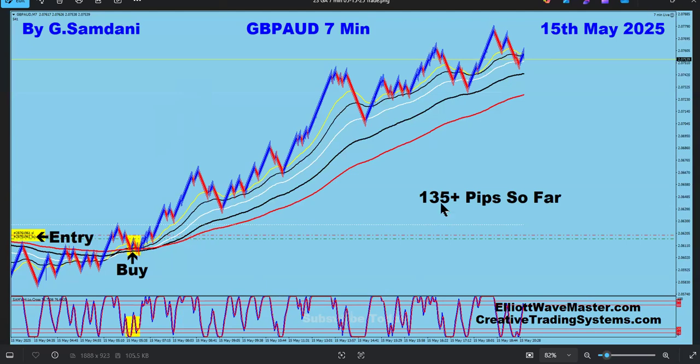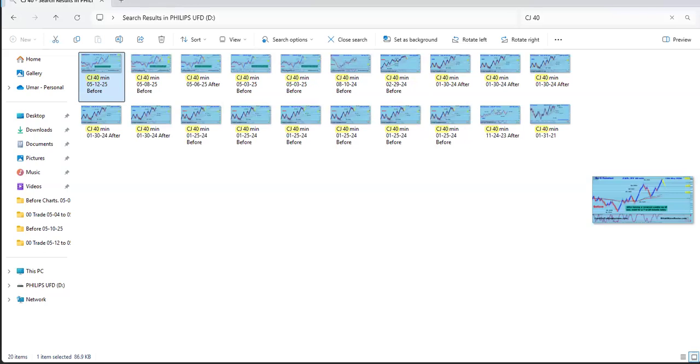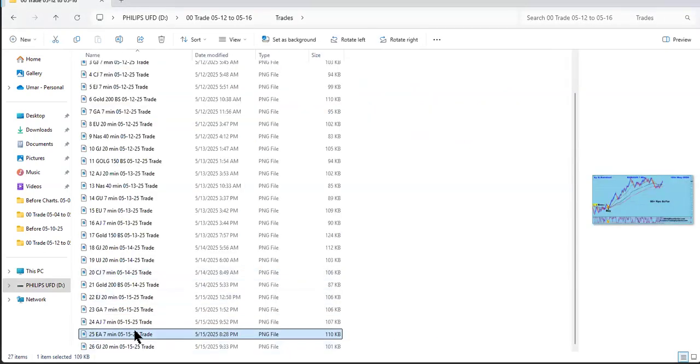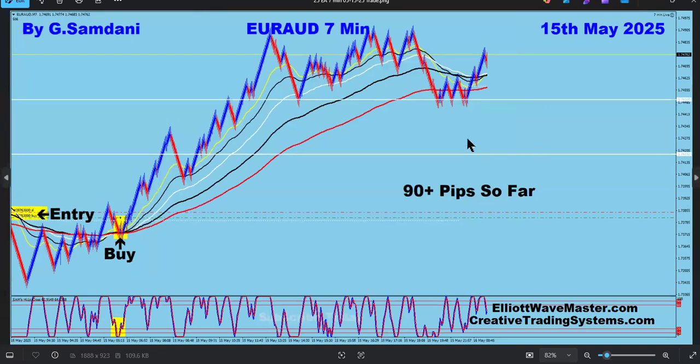Not only Pound Aussie, look, Euro Aussie did the same thing, and I had that too. Where's the Euro Aussie? See, 90 pips all the way here. He actually recorded it. Omar, didn't you record the other chart for more than 90 pips? No, that was Aussie yen. So this one, you see Euro Aussie, simply all the way, 90 pips.